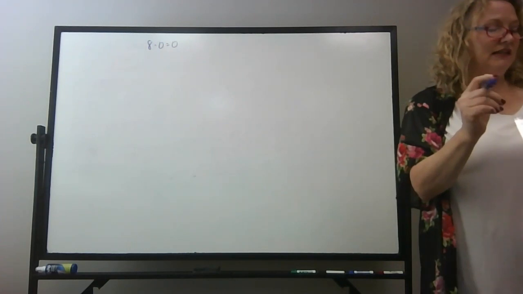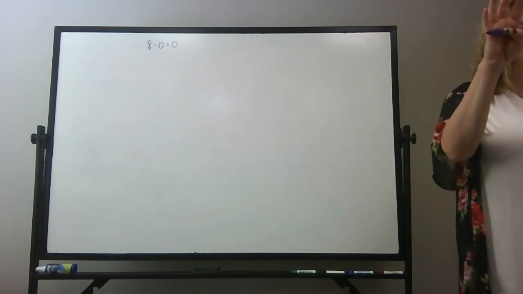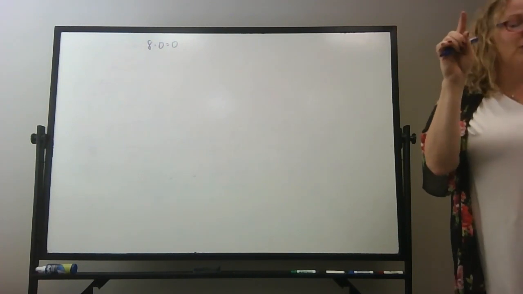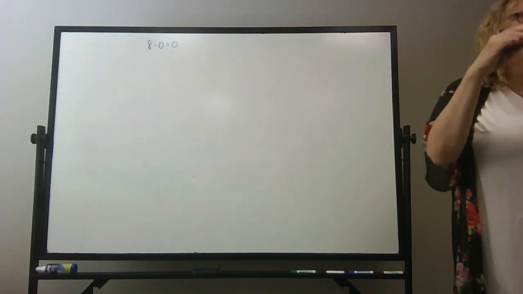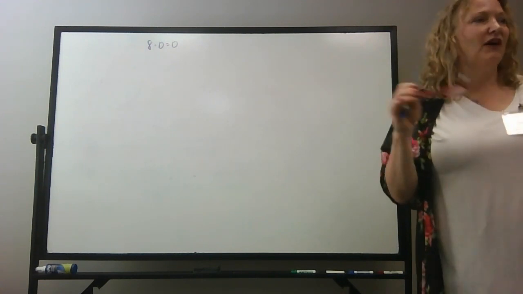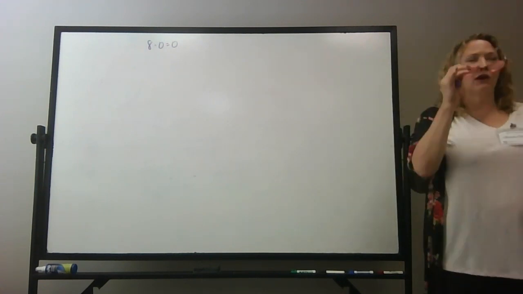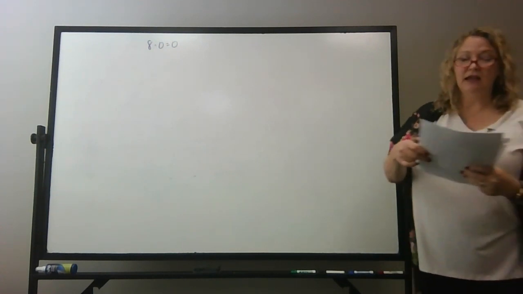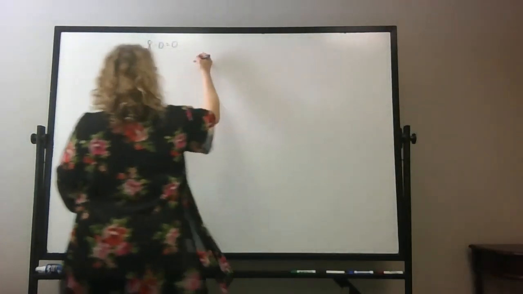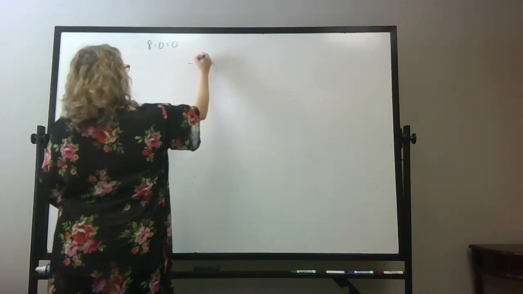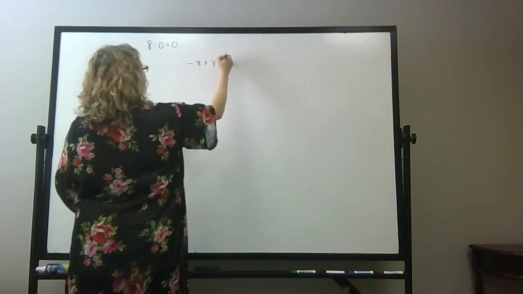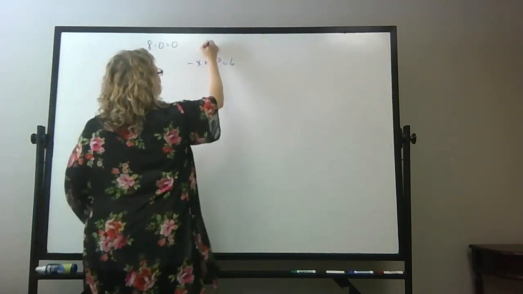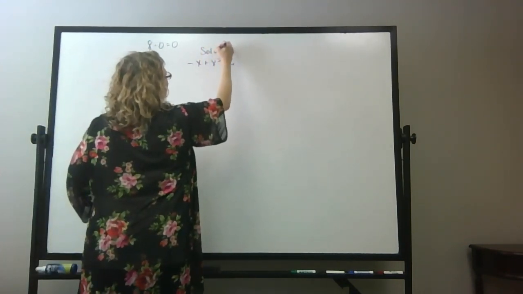And we have this idea that if I have P and Q, and they're real numbers, and if P times Q equals 0, then either P has to be 0 or Q has to be 0. If I take 2 numbers and multiply them together and get 0, one of those 2 numbers is going to have to be equal to 0. Okay, so if I've got negative x plus x squared equals 6, all right, and you're told to solve by factoring.